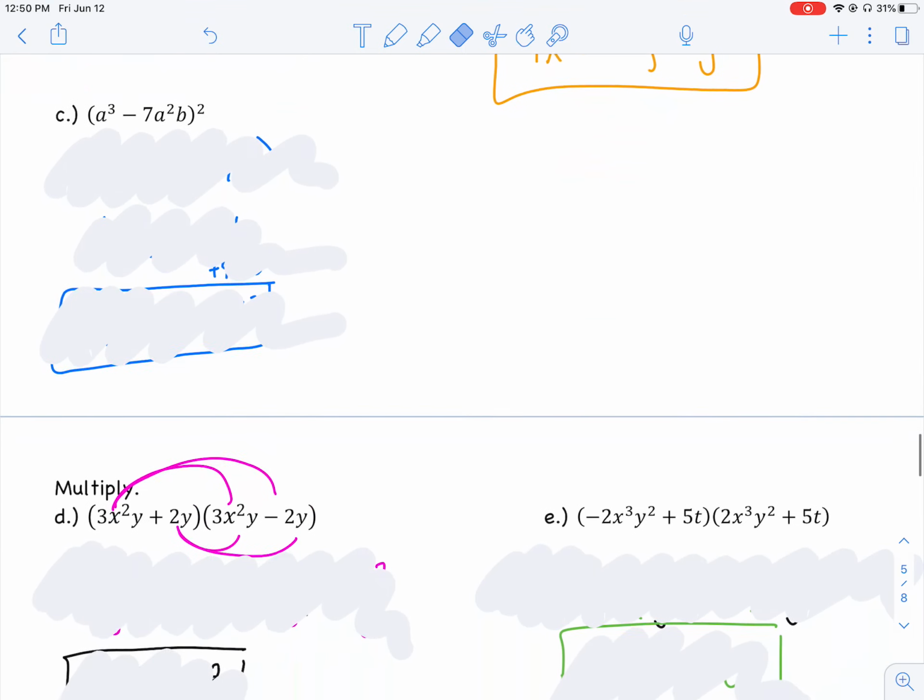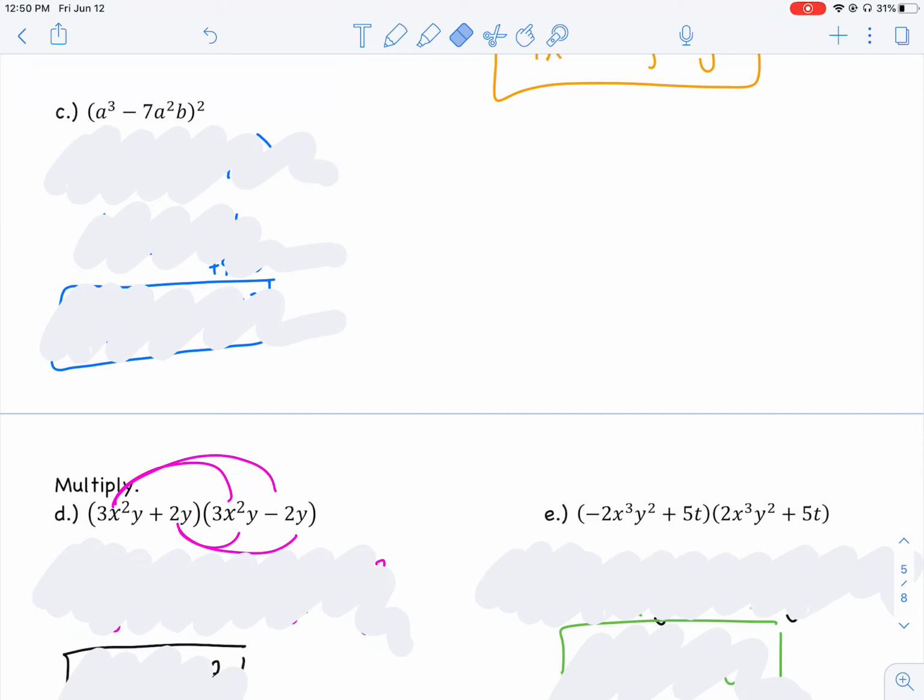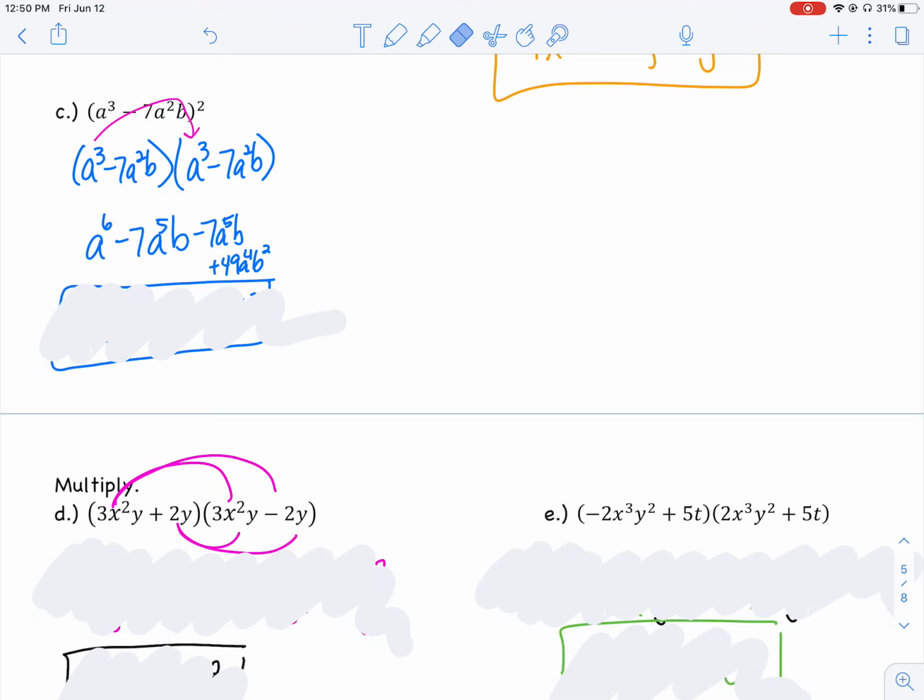All right, look at C. Gets a little more complicated. I have a polynomial on the inside. It is squared, but remember there's a plus or minus sign separating my terms, so I can't distribute the squared. I have to actually write it out twice and distribute or FOIL. Remember, when we multiply, we really add the exponents. So here we go. If I have an a cubed times an a cubed, don't I really get an a to the sixth? If I have an a cubed times a negative 7a squared b, I really end up with a negative 7a to the fifth b. I'm going to distribute the negative 7a squared b through. That gives me a negative 7a to the fifth b.